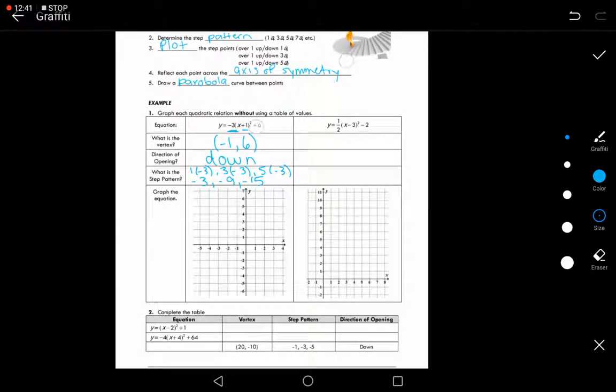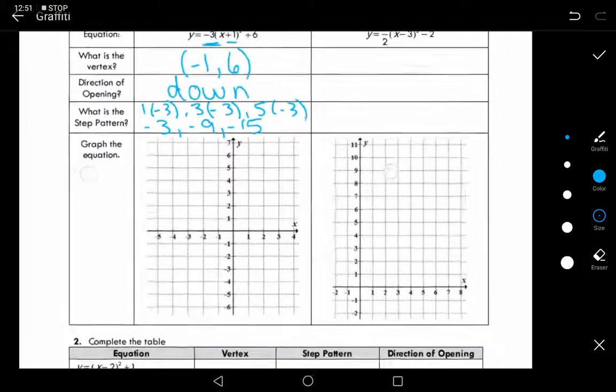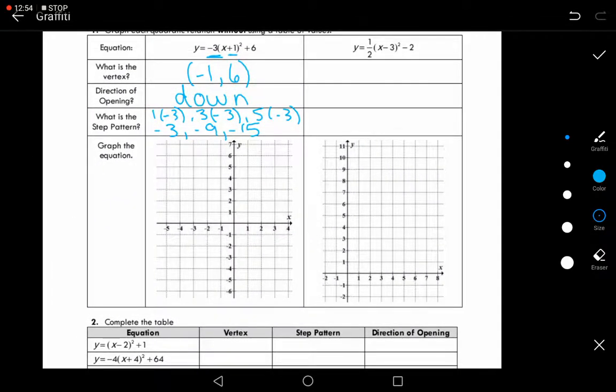Okay, so again, we're following these steps here. So we had to identify the vertex, figure out the step pattern. Now we need to plot our points. Okay, so I am going to plot my vertex, which is -1, +6. Now I'm going to use my step pattern to find my next points. So remember, the step pattern is always over 1 and then up or down the amount. So this one we know is going down because it's opening down. We also know that it's going down because we have negative numbers here.